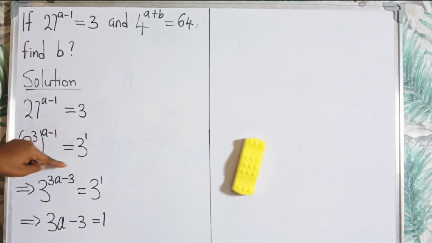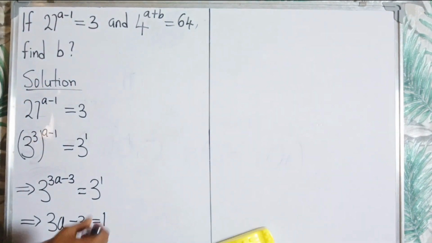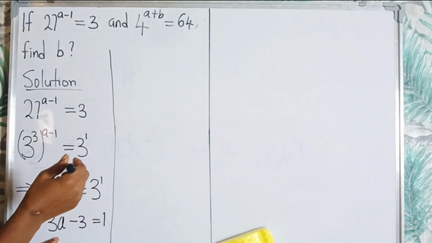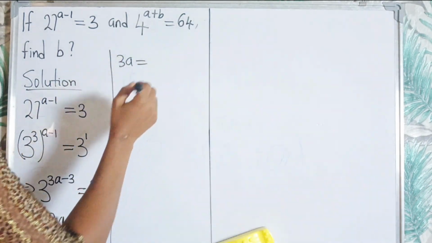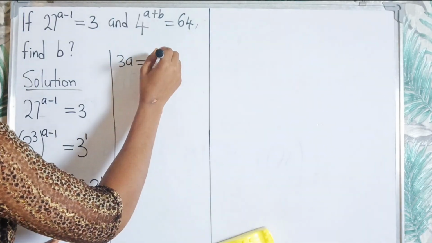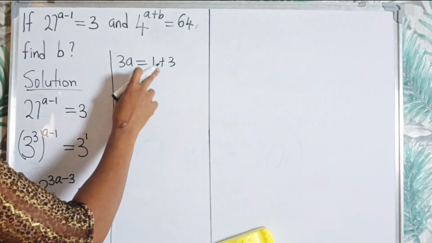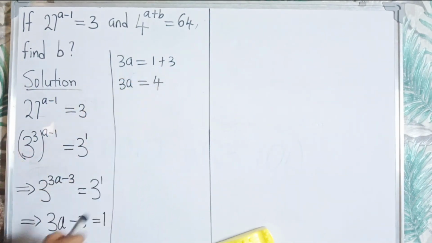So I've taken the powers. Now, we have to move this minus 3 to this side because what we are looking for is the value of a. Okay, so let me put it this way. So here I have 3a is now equal to 1 plus 3. When minus 3 crosses over to this side, it becomes plus 3. So now I have 3a is equal to 4.